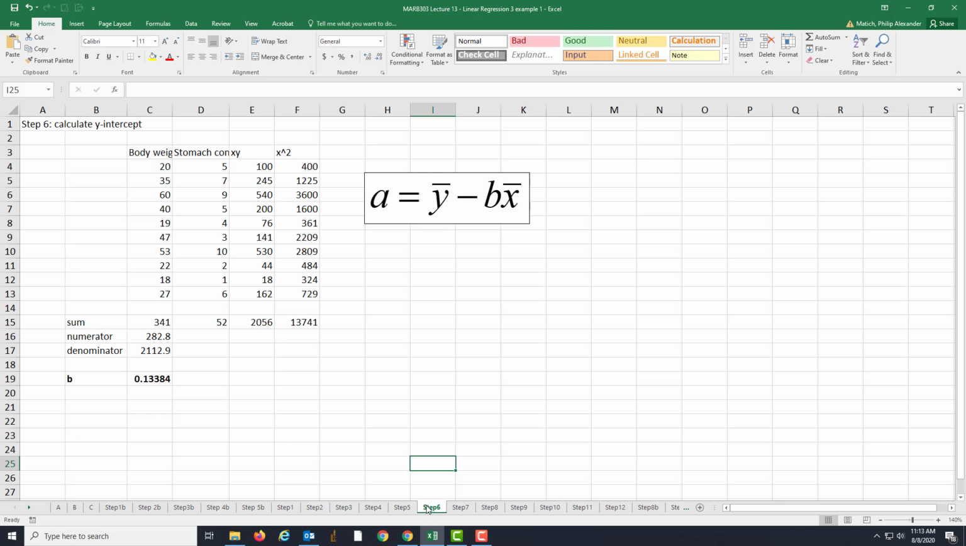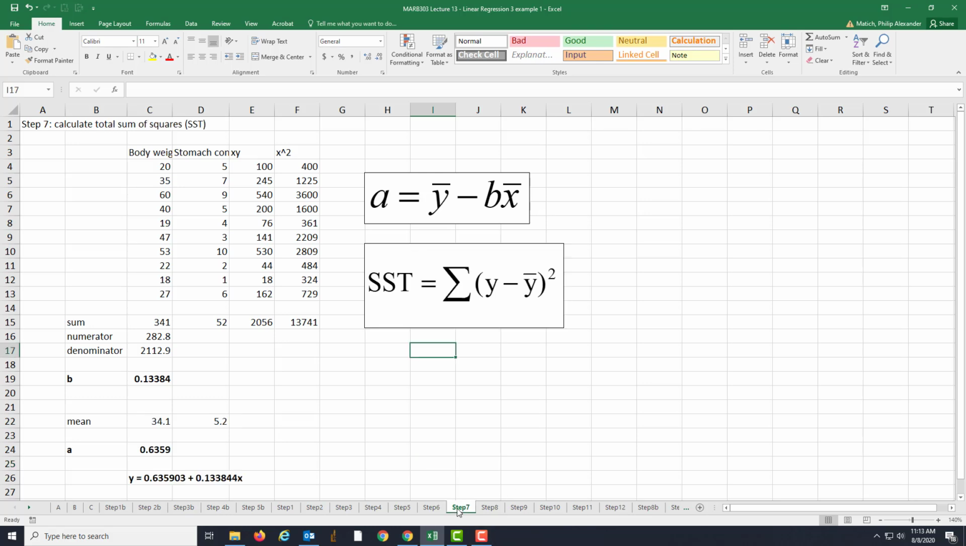Next, we need to calculate the y-intercept. So we're going to use our slope of 0.13384 for b here, and then we're going to use our means of y and our means of x. So it's just a matter of inputting those values into the respective formula. So here at the bottom, we have our regression equation. This is our y-intercept, this is our slope. Put this into our respective formula structure.